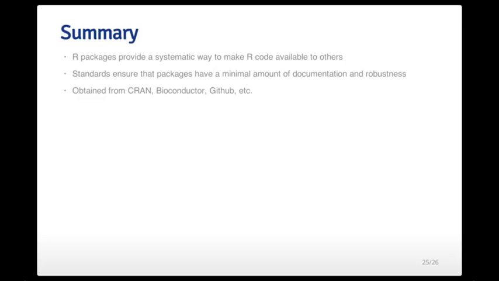So the basic summary is that R packages are a systematic way to make R code available to others. It's very useful, and it's a standardized way that people understand. The standards are important because they ensure that the packages have at least some minimal amount of documentation and have some robustness to problems. And you typically obtain R packages from CRAN, Bioconductor, GitHub, or other types of repositories.